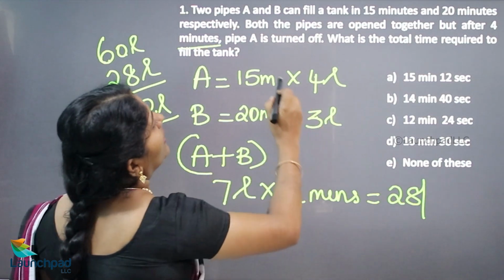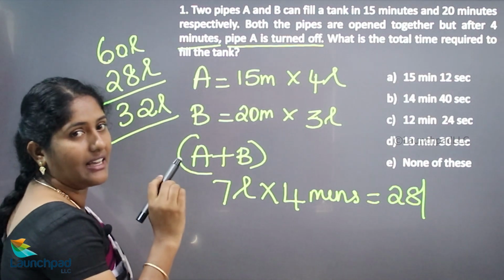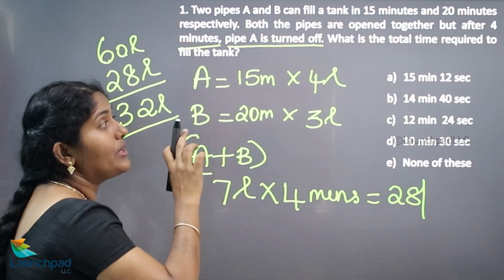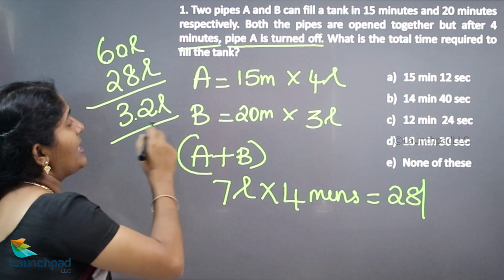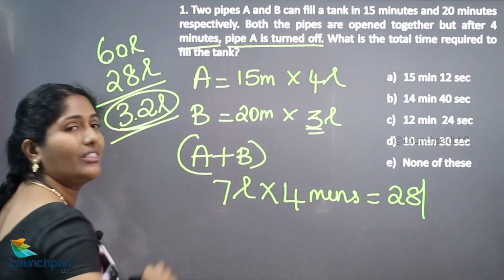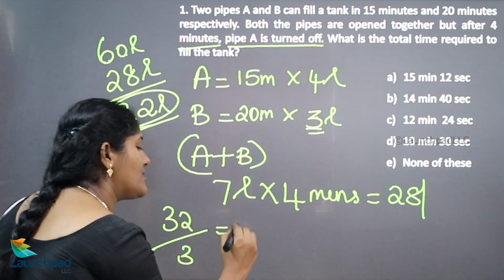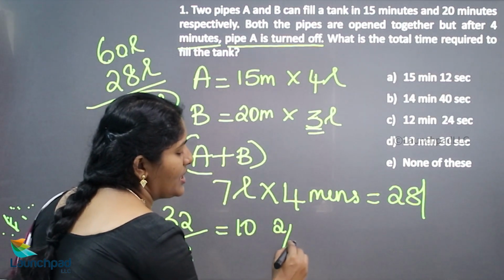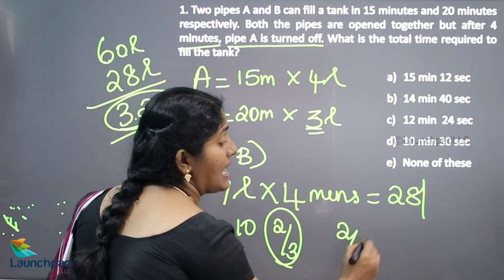Now, A is turned off. What is the total time required to fill the tank? A is closed. So B alone has to fill the remaining capacity of the tank. B can fill 3 liters per minute. So 32 divided by 3 means 10 threes are 30. Remainder 2 by 3. I can write it as 2 by 3 minutes, which I convert to seconds.